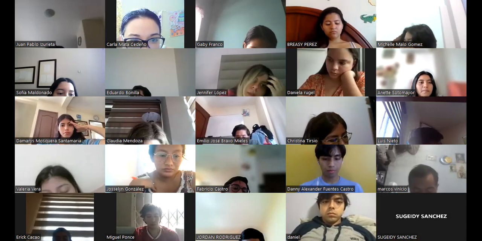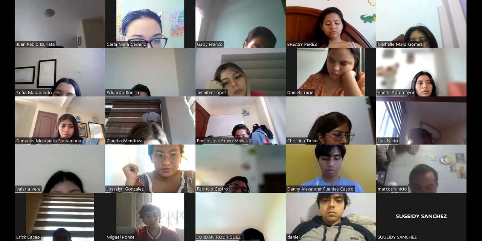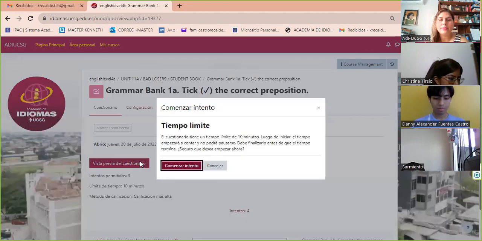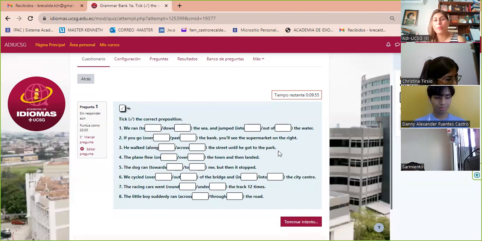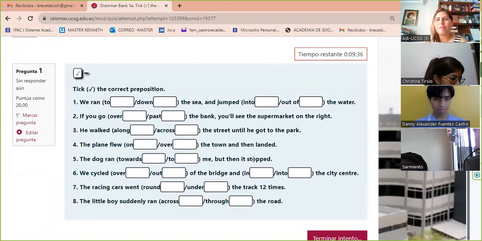We are going to Grammar Bank 1A, where it says tick the correct preposition. So let me show you. Let's go here. Okay, so according to this, remember, you're going to use to, down, into, out, over, past, along, across, on, over, toward, to, over, out, in, into, round, under, across, or through. Lexi, I'm going to give you 4 minutes for you to choose the correct preposition.